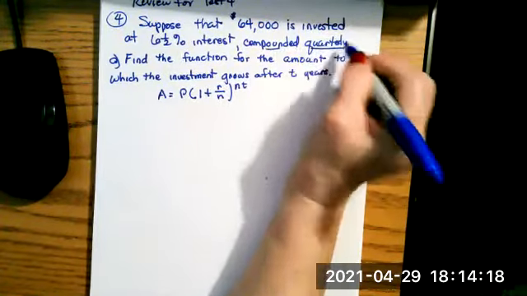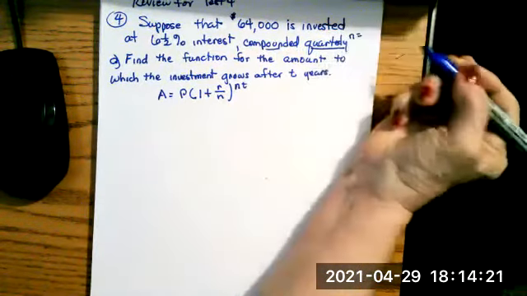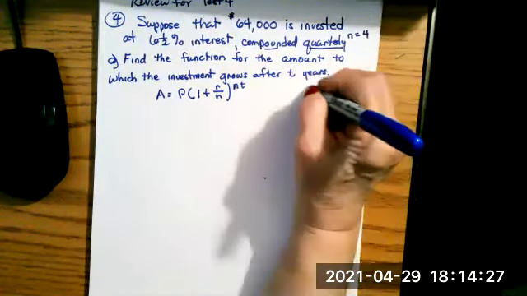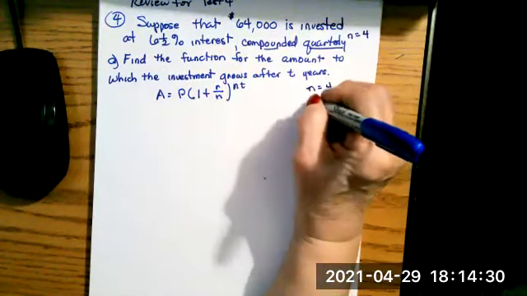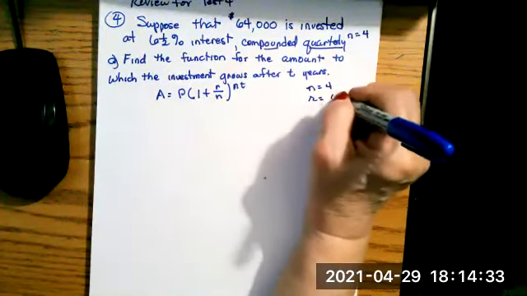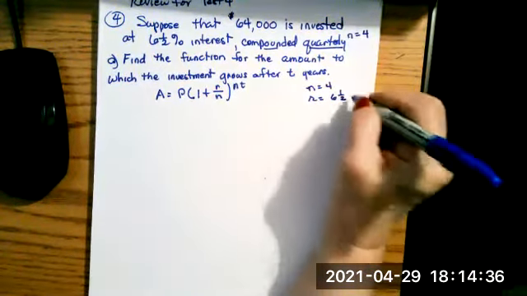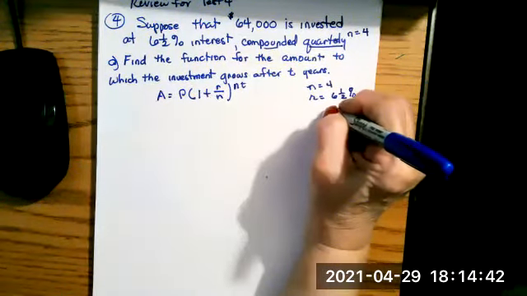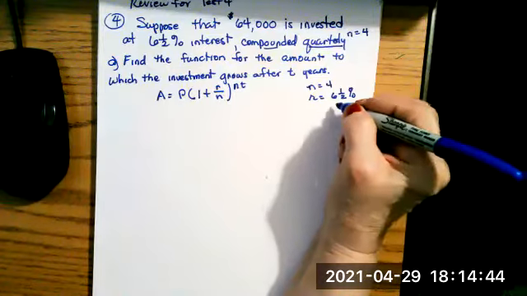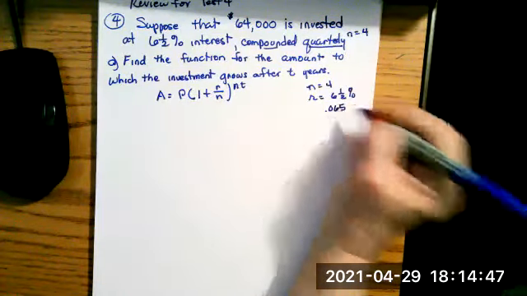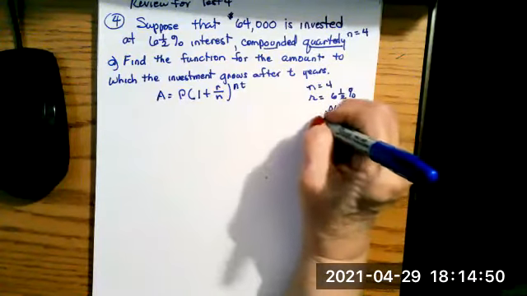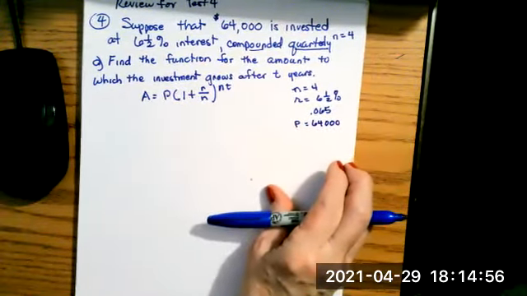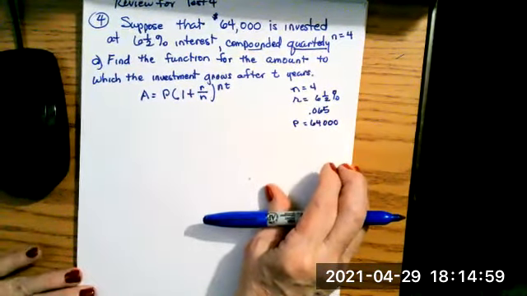It's compounded quarterly, so I'm going to use an N of what if it's quarterly? 4. So my N is 4. My interest, which is R, is going to be 6 1/2, but I have to change it to a decimal. What is the decimal for 6 1/2? 0.065. And my principal for this one is 64,000. Okay, so that's what I'm going to do. And the first one just wants the function for t years.